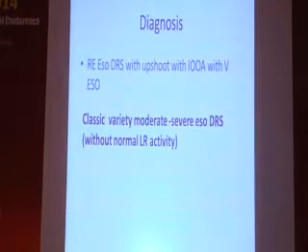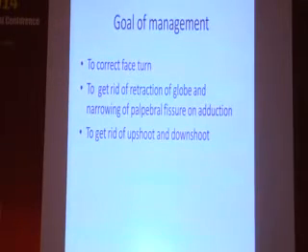So the diagnosis was right eye ESO-DRS with upshoot with inferior oblique overaction. So she was a classic variety, moderate to severe ESO-DRS. So the goal of management in this case was to correct the face turn, to get rid of retraction of globe and narrowing of palpebral fissure on adduction, and also to get rid of upshoot and downshoot.